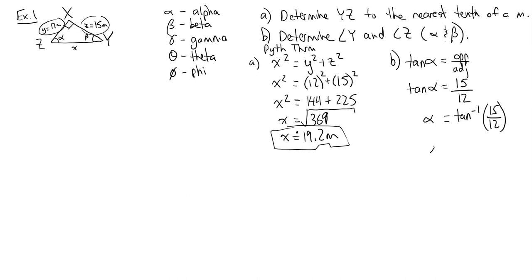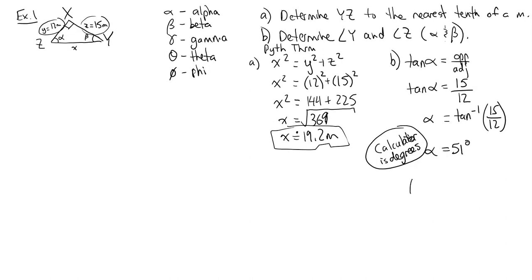So we take the tan inverse of that, and make sure your calculator is in degrees. If your calculator is in radians or gradians, that's a problem. So make sure it's in degrees. That's super important in this unit. And we should find an answer, tan inverse of 15 over 12, making sure we put that in brackets, of 51 degrees.